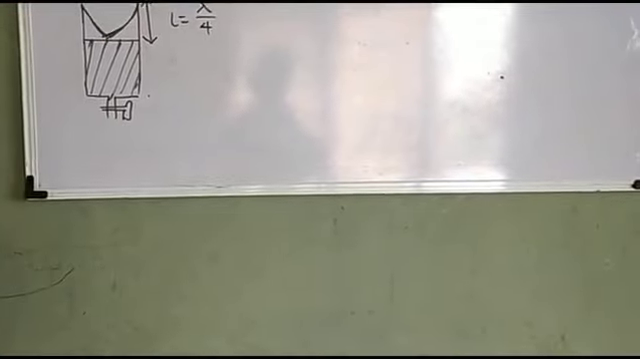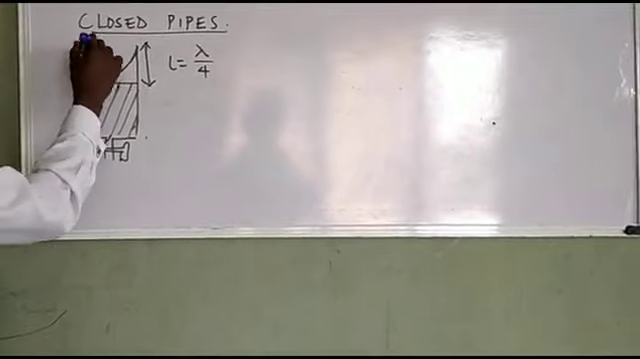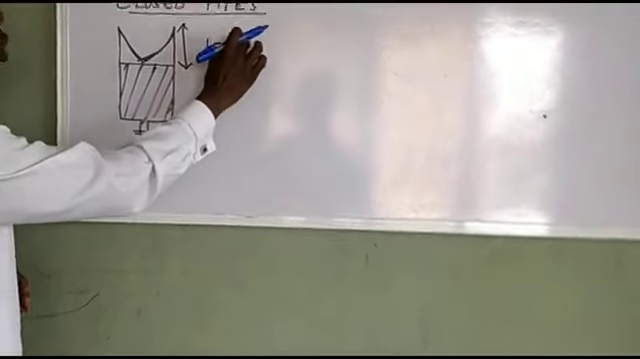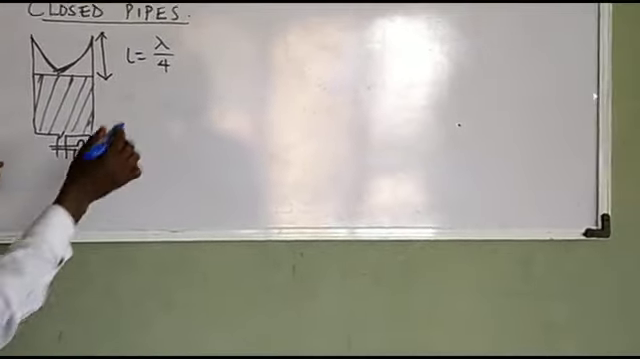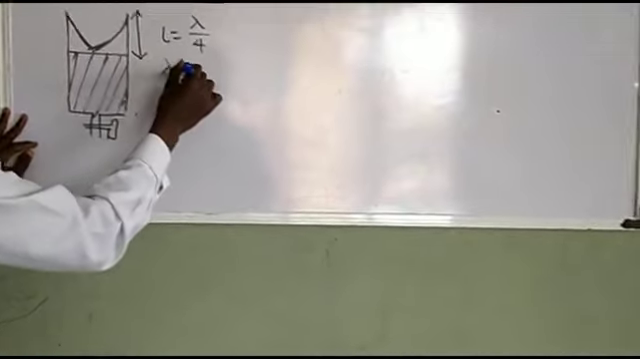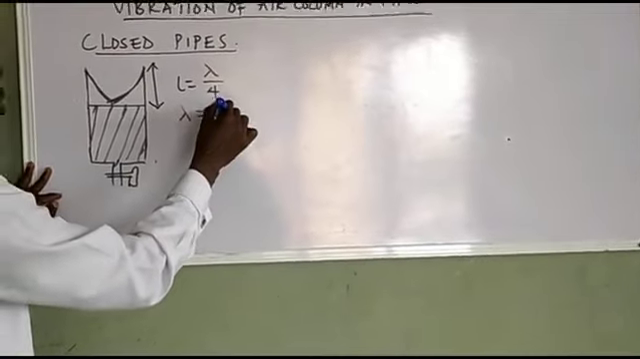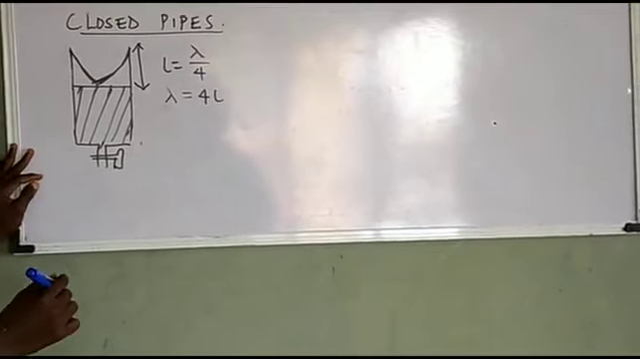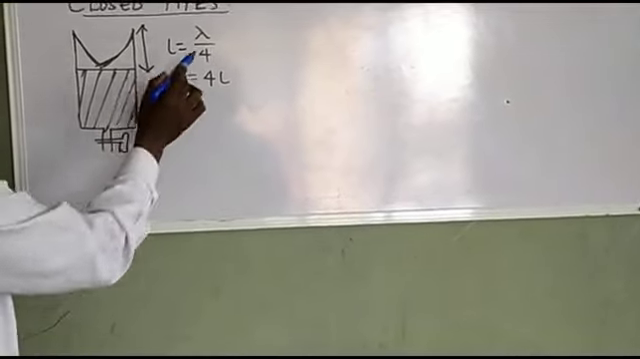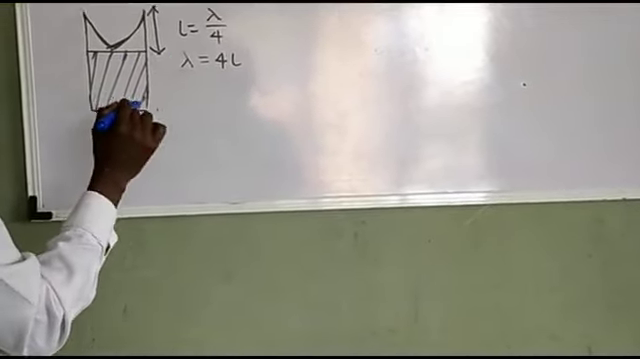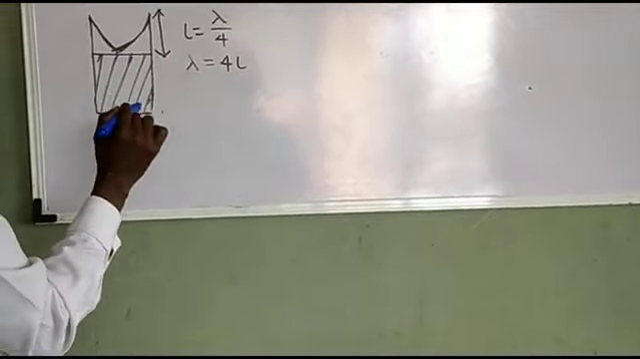Now look at this now. This is half of a cycle. We now want to make our L the subject of the formula, our lambda the subject of the formula. Our lambda here will be equivalent to 4L. Is that clear now? If a question gives you lambda and asks you to calculate the length of the air column, you are going to make use of this formula.